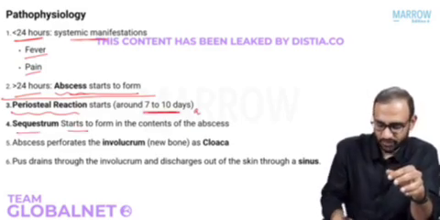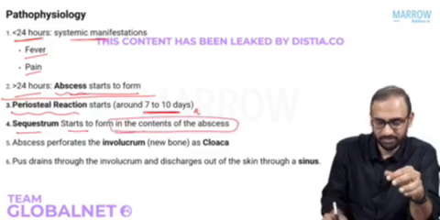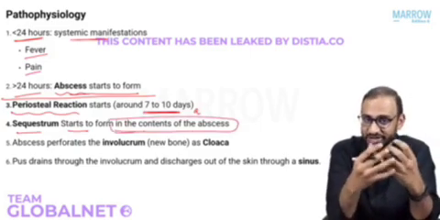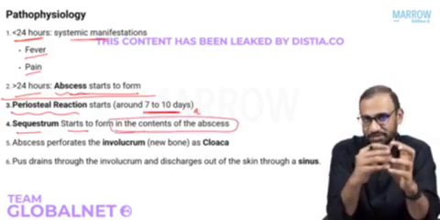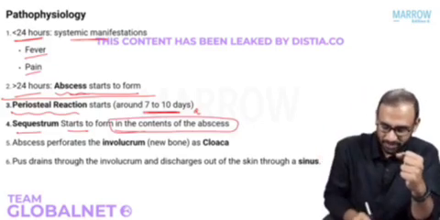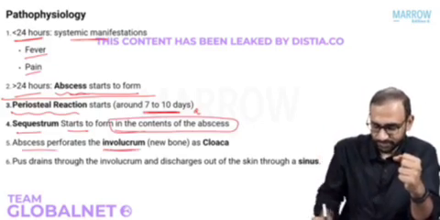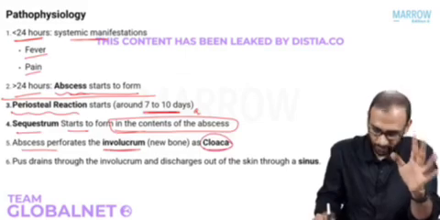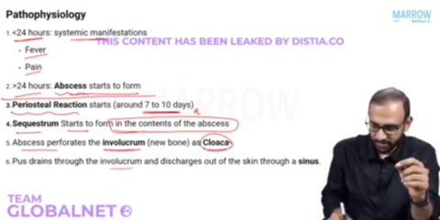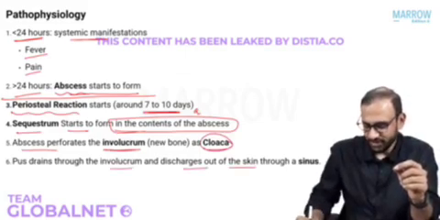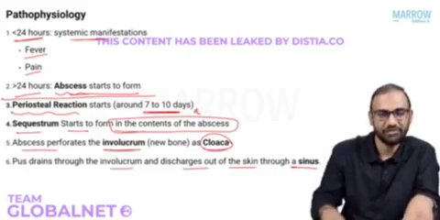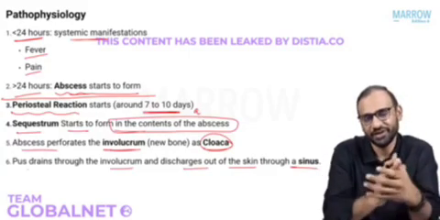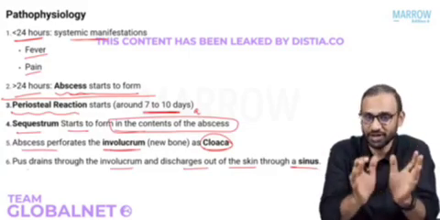Sequestrum starts to form in the contents of the abscess because it is not getting the nutrition that it's supposed to be getting, because the abscess is taking the nutrition away. Abscess perforates the involucrum and that perforation is known as cloaca. Pus drains through the involucrum and discharges out of the skin through the sinus. Like I promised, everything is written here. You can write down in your notes, but I'm sure you have understood the story.